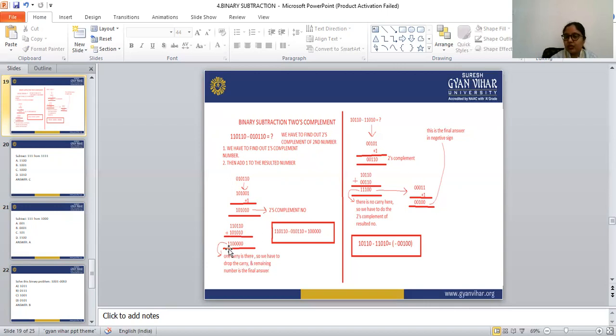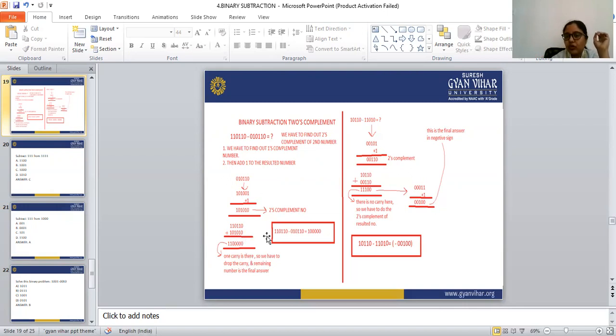So in the 2's complement method, we don't need to add 1 to the remaining number. In the 2's complement, if there is any extra number, we just drop that number and the remaining number is the correct answer. So when we drop this 1, we will get 1 followed by 5 zeros.